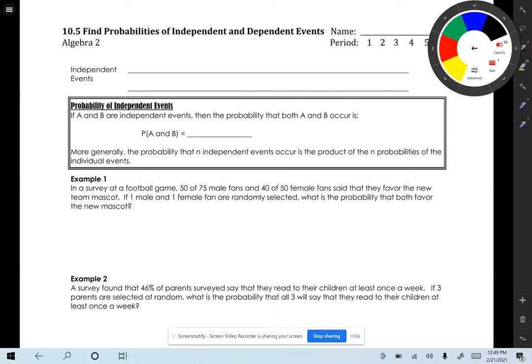Hello, Algebra 2 students. Today we will be doing 10.5 notes, find probabilities of independent and dependent events. What are independent events? Independent events are two events where the occurrence of one event has no effect on the occurrence of the other.